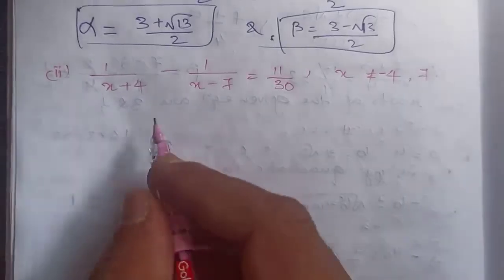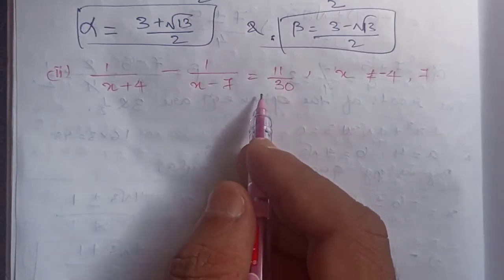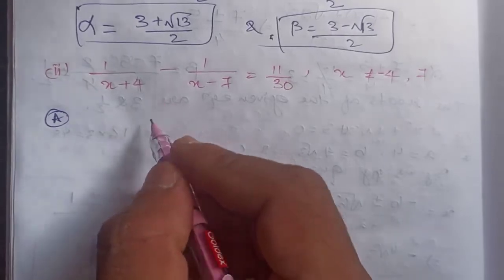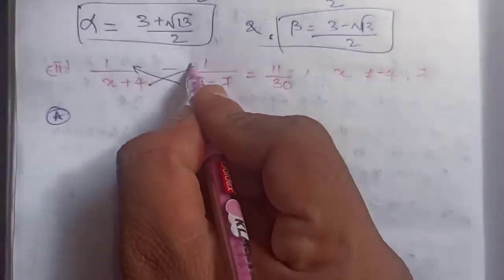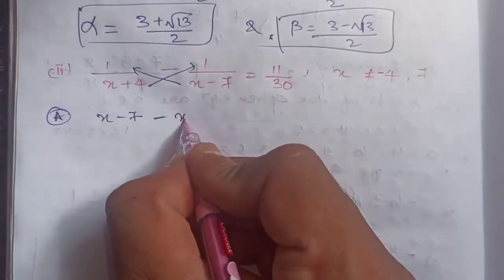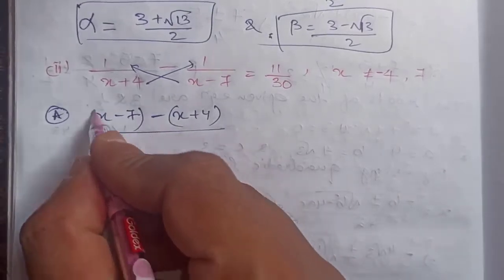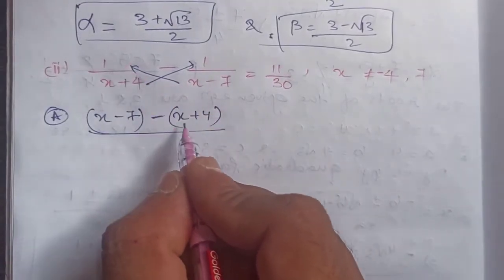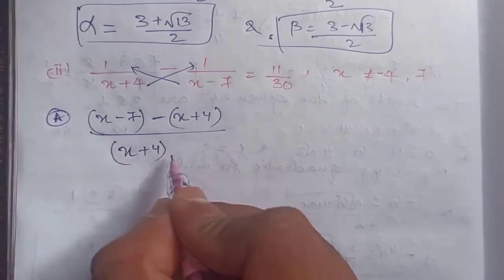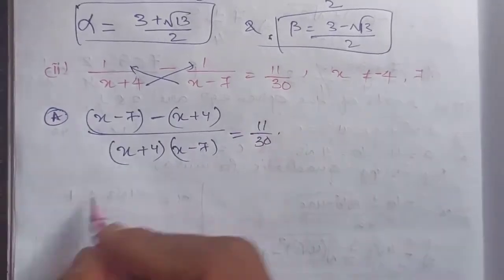Now second bit. In second bit it is given 1 by x plus 4 minus 1 by x minus 7 equals to 11 by 30. So first of all we will convert it into standard form, then only we can solve. Multiply this here, multiply this here, just cross multiply. x minus 7 minus x plus 4 into 1 is x plus 4, but write it in bracket. Whenever you are multiplying anything, write it in bracket, because when you open the bracket, sign will be multiplied. And in the denominator, x plus 4 into x minus 7 we will get, equals to 11 by 30.